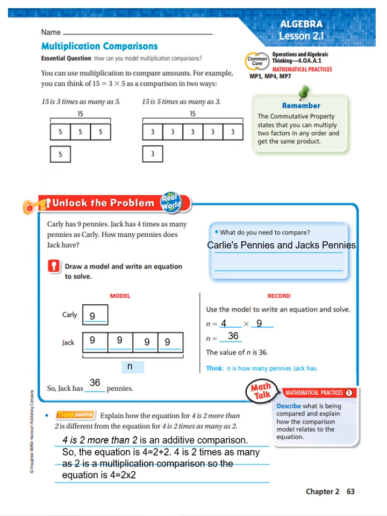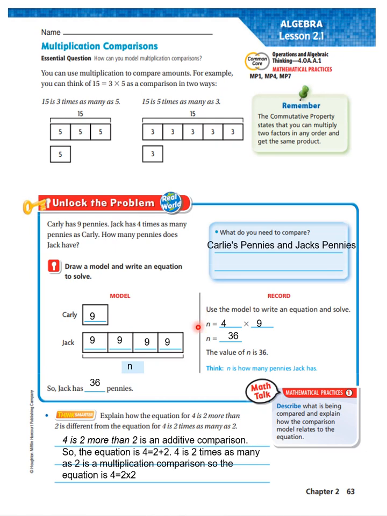Let's unlock the problem. Carly has 9 pennies. Jack has 4 times as many pennies as Carly. How many does Carly have? 9. How many pennies does Jack have? Well, we can draw a model. Jack has 4 times as many as Carly. Jack has 4 times that. Use the model to write an equation and solve.